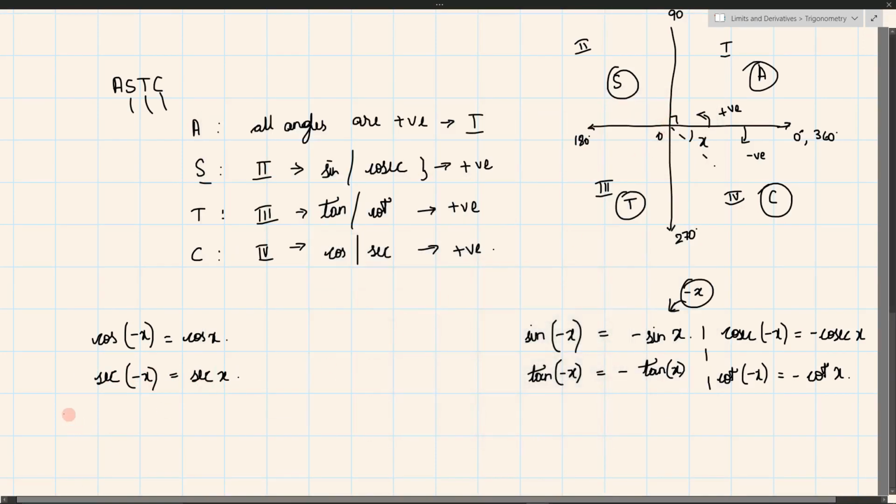We have 3 trigonometric identities which we use very much. That is sine square of x plus cos square of x is equal to 1. Also 1 plus tan square x is equal to secant square x, and 1 plus cot square x is equal to cosecant square x.